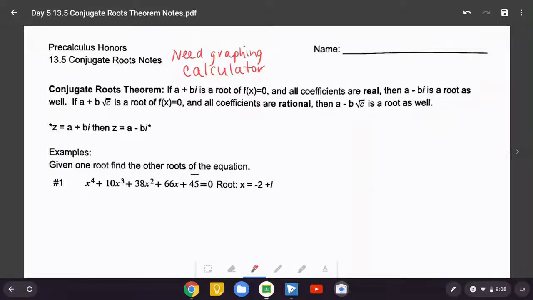All right, so today we're doing Chapter 13, Day 5, and you will need a graphing calculator for some of the example problems. The conjugate roots theorem says that if a plus bi is a root of a function, f of x equals 0, and all the coefficients are real, then a minus bi is a root as well. So those are considered to be conjugates of one another, a plus bi and a minus bi. Now, that's for complex conjugates.